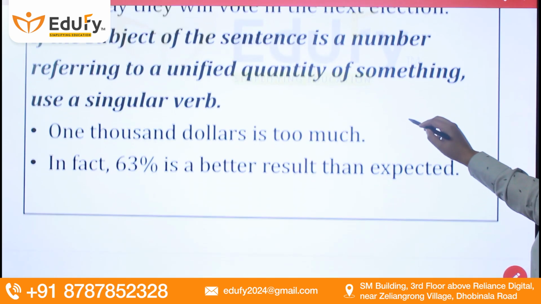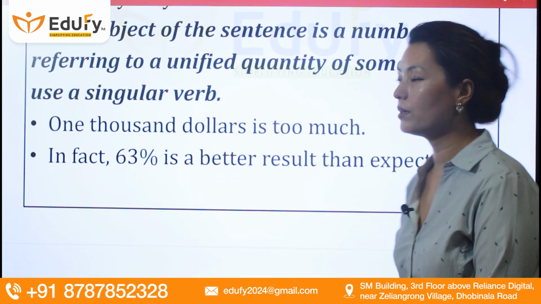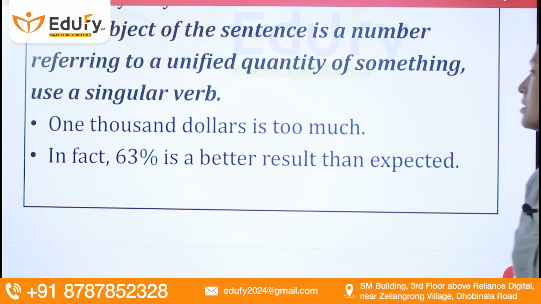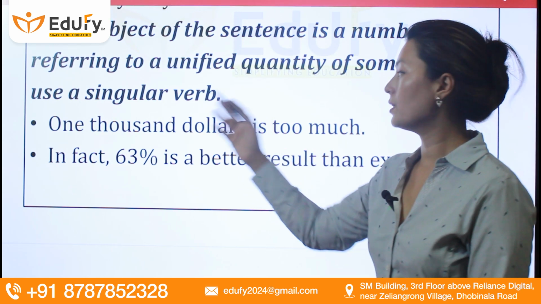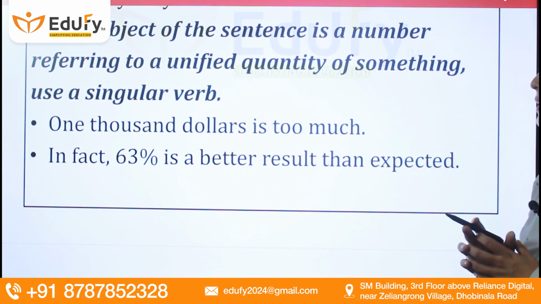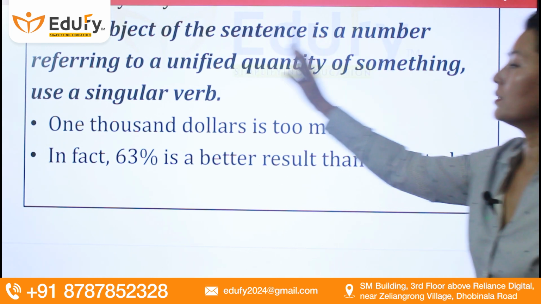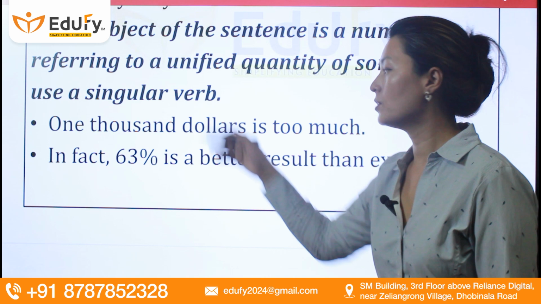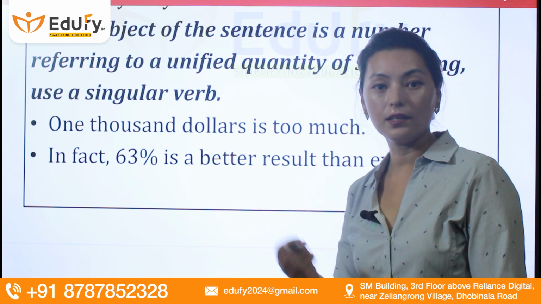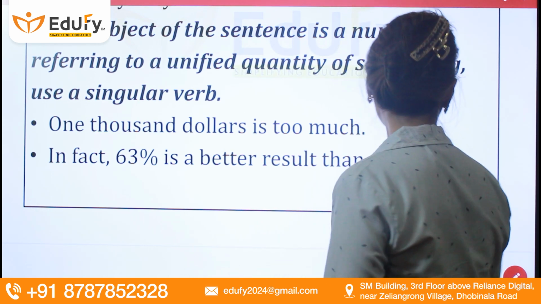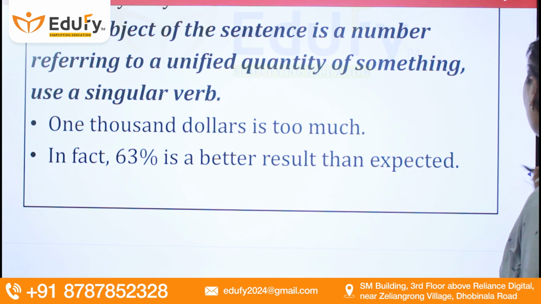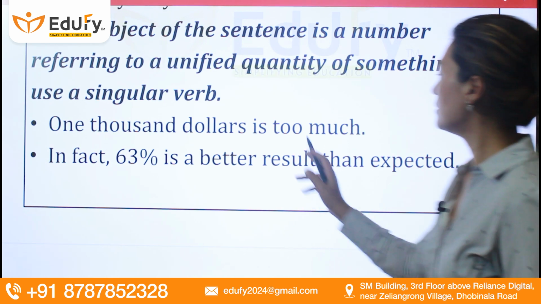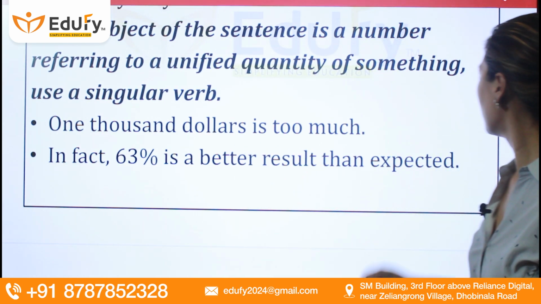Next one, if the subject of the sentence is a number referring to a unified quantity of something, you use a singular verb. It is basically when we are talking about numbers that are talking about unified quantity. So $1,000 is actually talking about a unified quantity. So therefore, what is the verb that we will use? We will use a singular verb, which is "is".